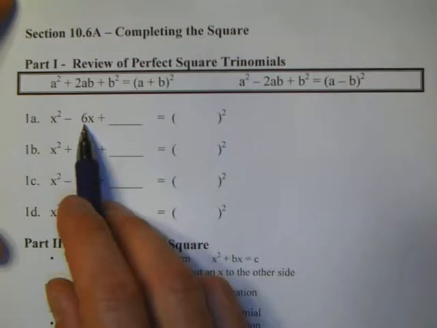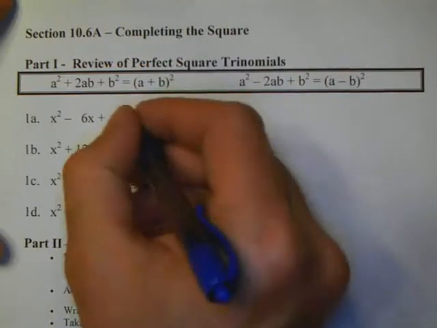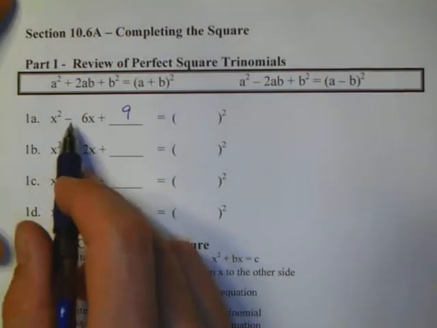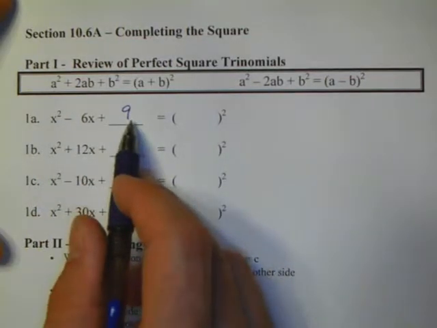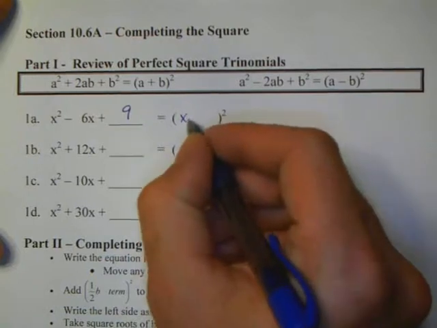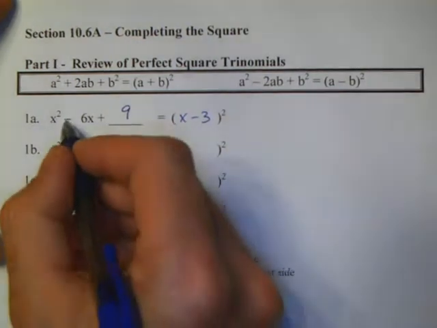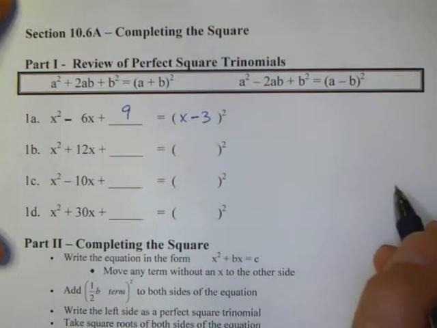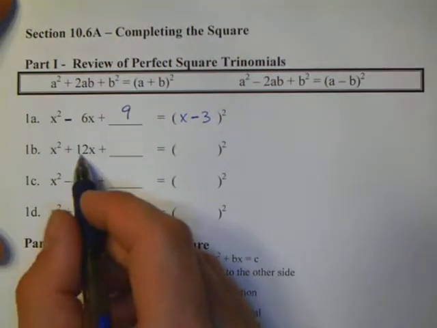Take half of our middle term and square it and add it to both sides. So in this case, half of 6 is negative 3, and negative 3 squared is positive 9. And so, what is x squared minus 6x plus 9? If we factored that by our pattern up here, that's going to be x minus 3. The minus 6x matches with the minus 3.